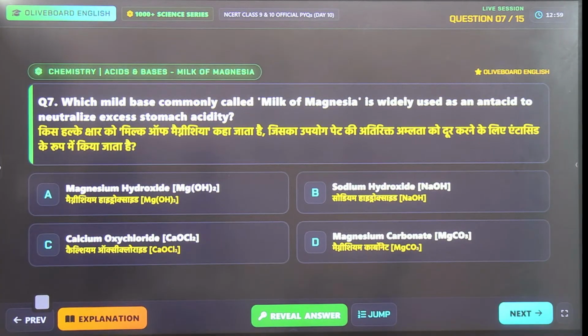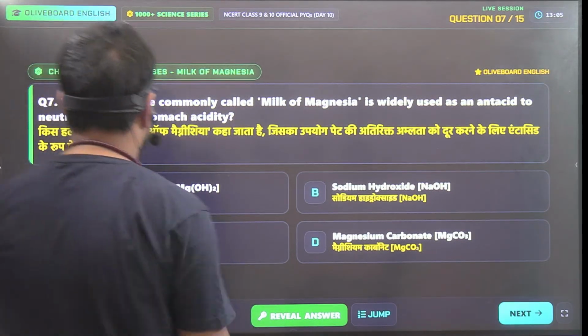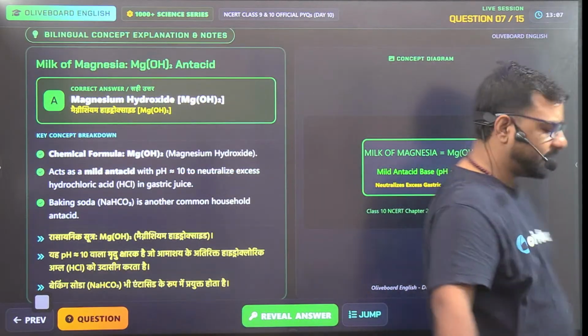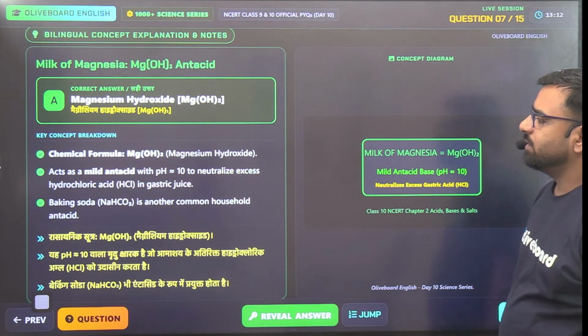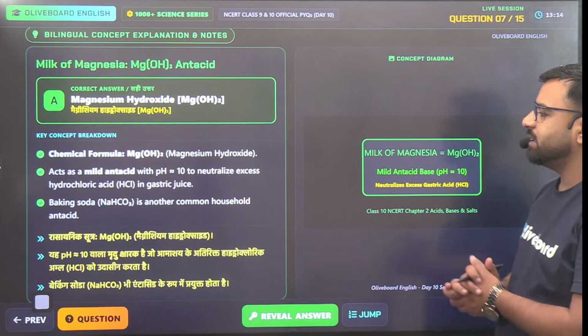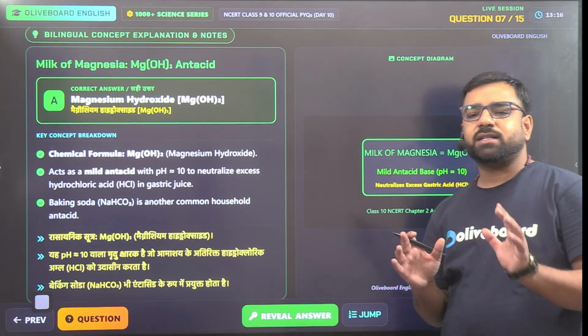Next, what's the next question? The next question is in front of you. Magnesium hydroxide, that's done. That's basic in nature. That's why its pH value is approx 10. It acts as a mild antacid. Antacid means which is neutralizing the acid.